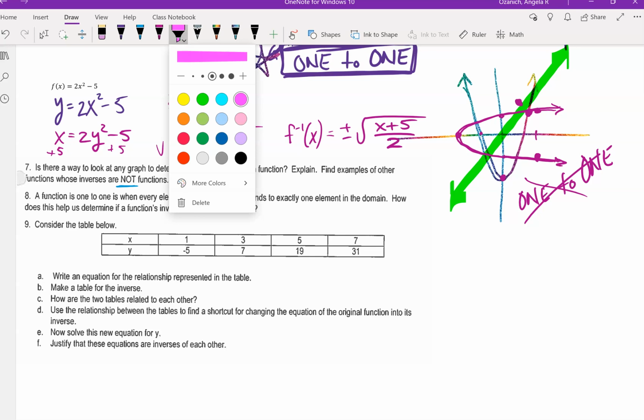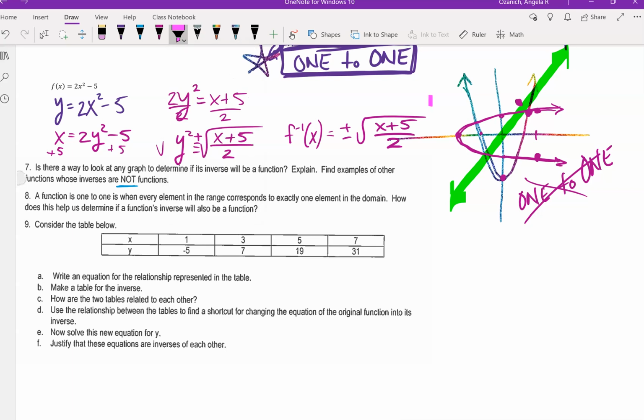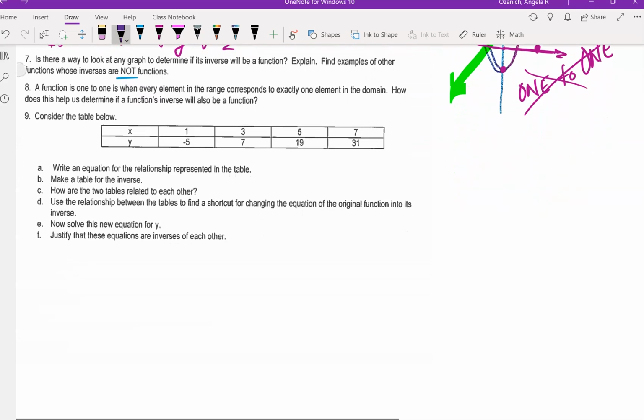If you imagine taking a horizontal line and passing it through your original function, just like that, if that horizontal line touches your original function twice, then the inverse will not be a function, right? So in order for it to have an inverse and have that one-to-one correspondence that we want, your original function has to pass both the vertical and the horizontal line test. So that's one way you can double check it.